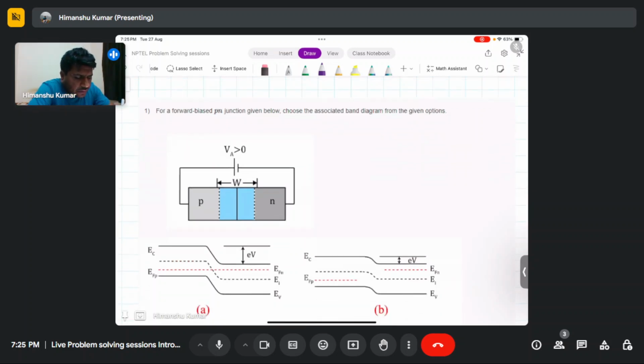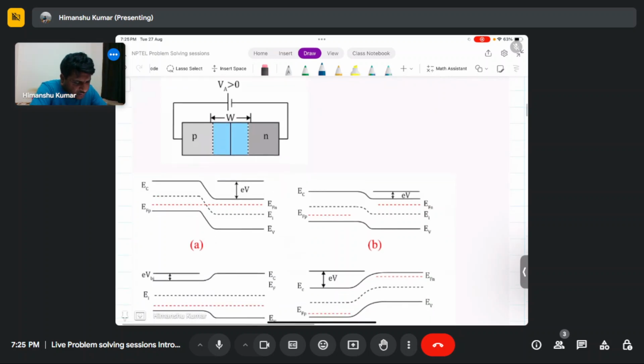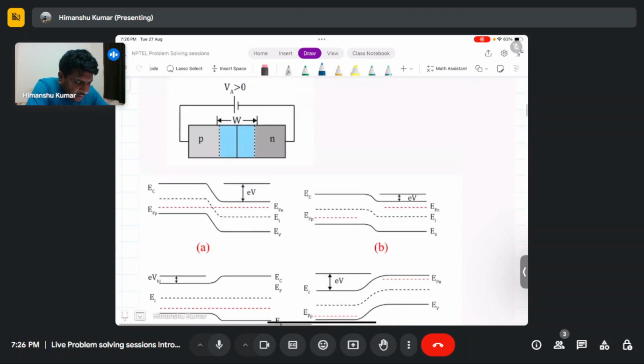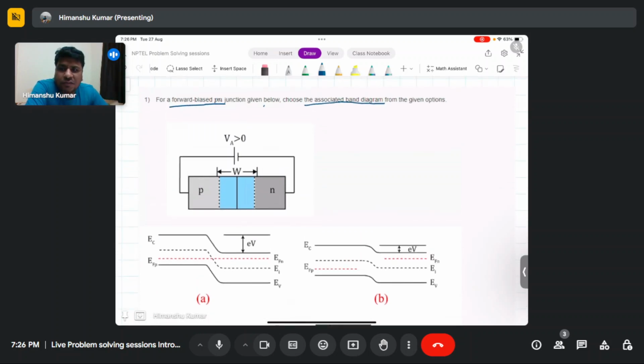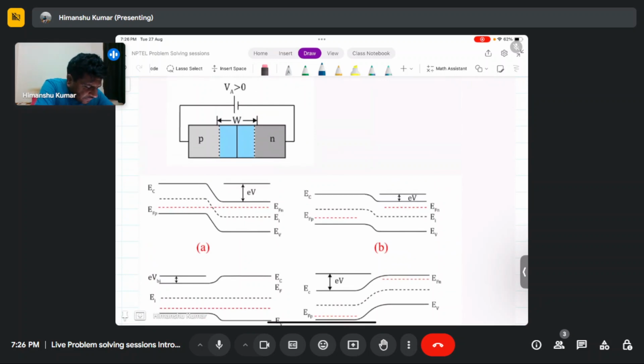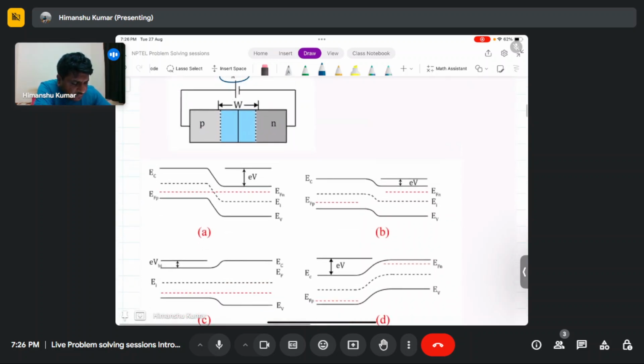The first question talks about a forward bias PN junction given below; choose the associated band diagram from the given options. In the forward bias junction, your barrier will become less, and you need to draw the quasi Fermi levels because the junction is not under equilibrium. Since the positive bias is applied at the positive side, this is forward bias, and based on these options, let's figure out which diagram is correct.